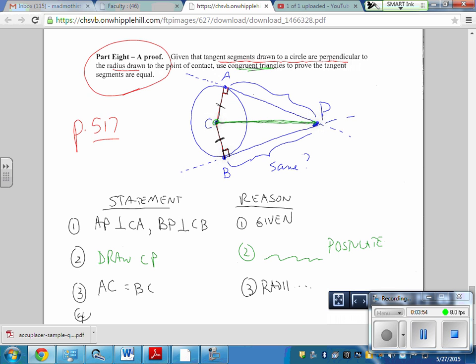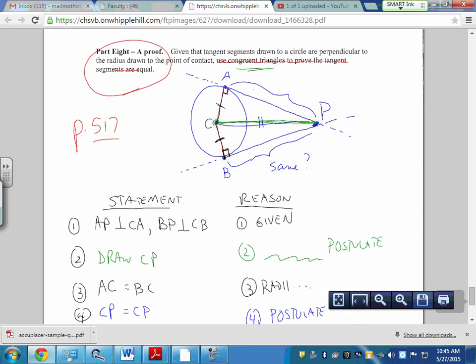We also know that CP is equal to itself. That's sort of a duh. There's a reason why things are equal to itself. Make sure you find that reason. That's also going to be a postulate or an axiom early in the book. Anything is equal to itself. What's that called?